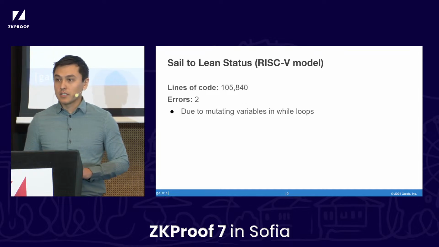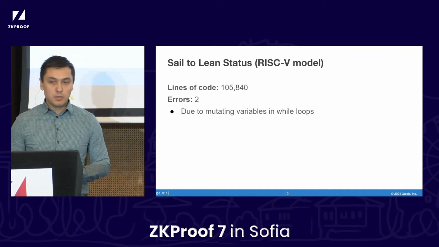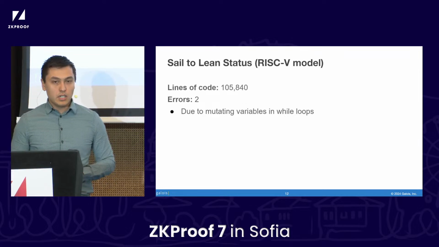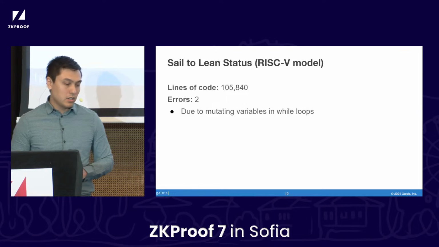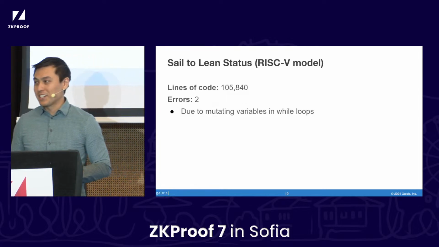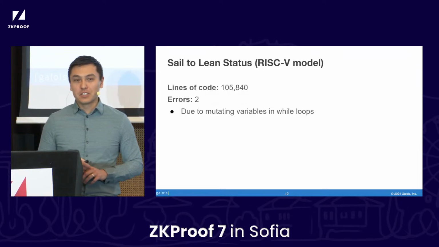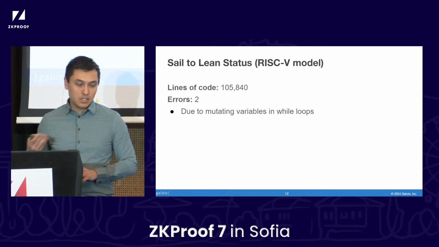So here's the current status of our RISC-V model. It's currently about 100,000 lines of code, and we're working on simplifying this and making it better. And we're down to 2 errors. This was much, much higher before, but there's one more error around dealing with loops and mutating values.